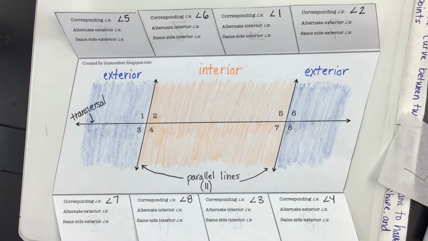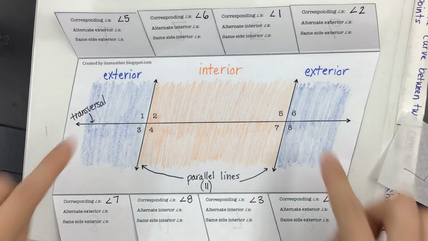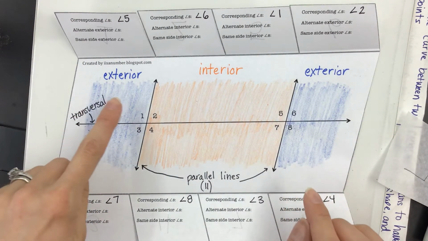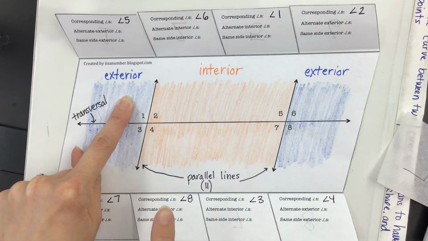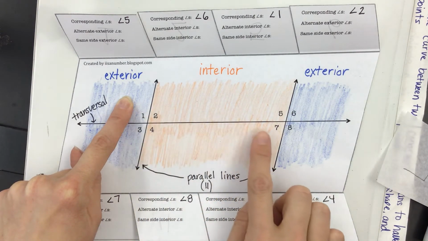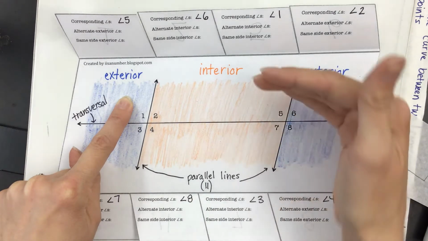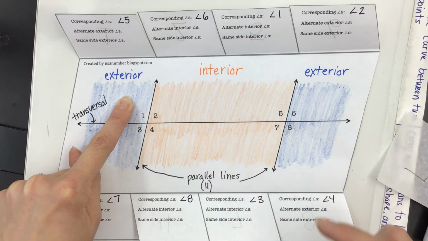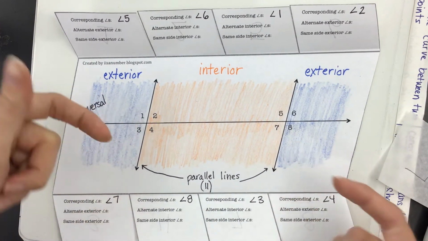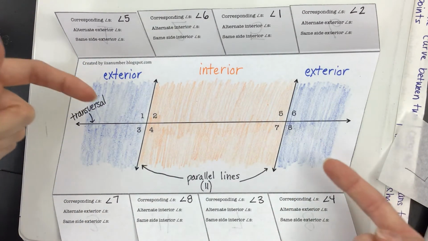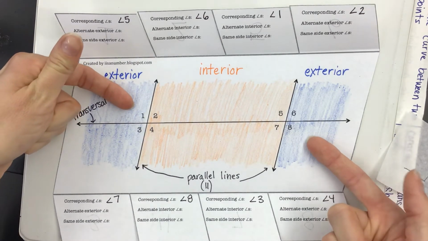What that means, alternate means on the opposite side of the transversal, and exterior means it's one of these angles. So if you're looking at angle 1 and you want to know which one is the alternate exterior angle, you're looking for an angle that's on the opposite side of the transversal. So here's our transversal line. So the opposite side of the transversal and an exterior angle, that's going to be 8. They're usually diagonal of each other. So alternate exterior angles would be 1 and 8 together.